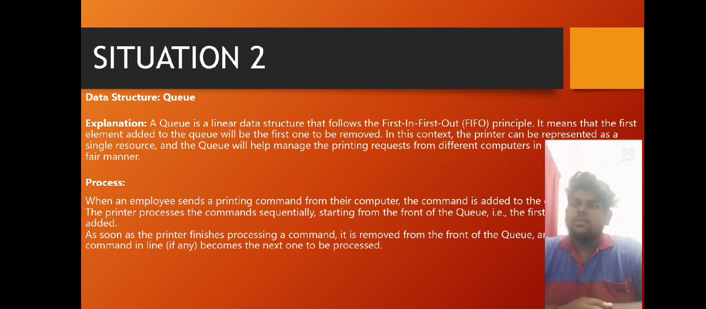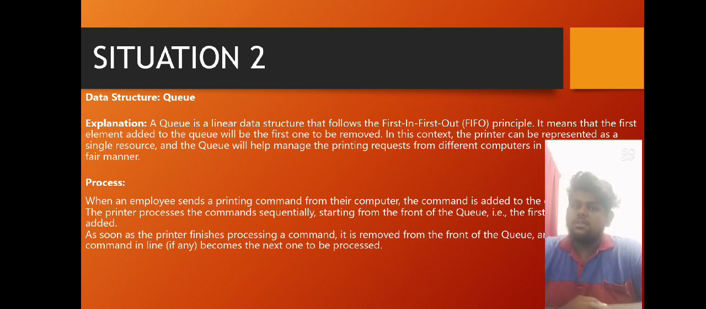Okay, thank you to Visves for explaining situation 1. Now I'm going to explain situation 2, which is the data structure queue. A queue is a linear data structure that follows the first in first out, FIFO, principle. It means that the first element added to the queue will be the first one to be removed. In this context, the printer can be represented as a single resource and the queue will help manage the printing requests from different computers in an organization in a fair manner.